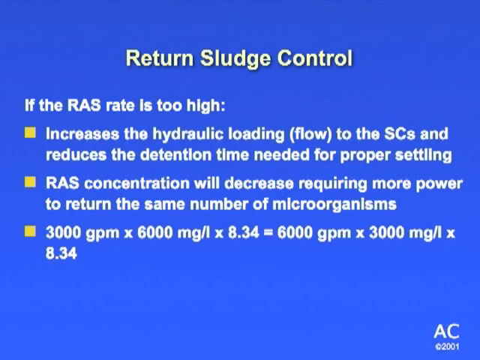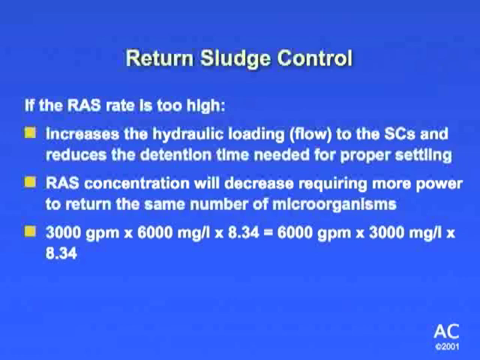Your hydraulic loading is just too high. RAS concentration will decrease, requiring more power to return the same number of microorganisms. So here's an example. Let's say you're doing 3,000 gallons a minute, and you get 6,000 milligrams per liter as your concentration, times 8.34. Well, that's the same thing as doing 6,000 gallons a minute times 3,000 milligrams per liter concentration.